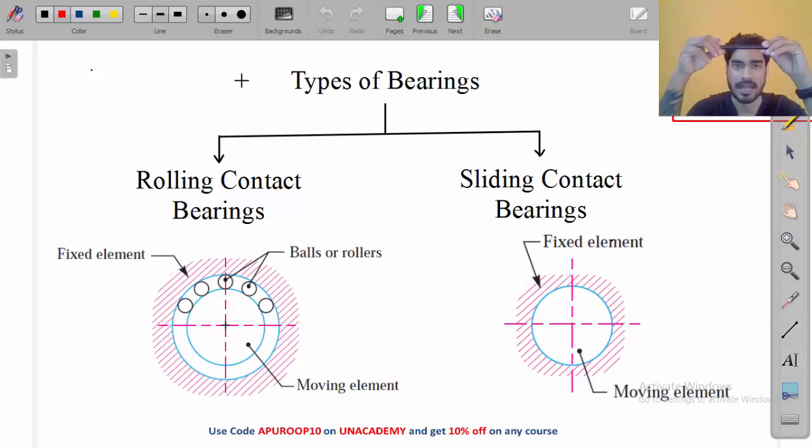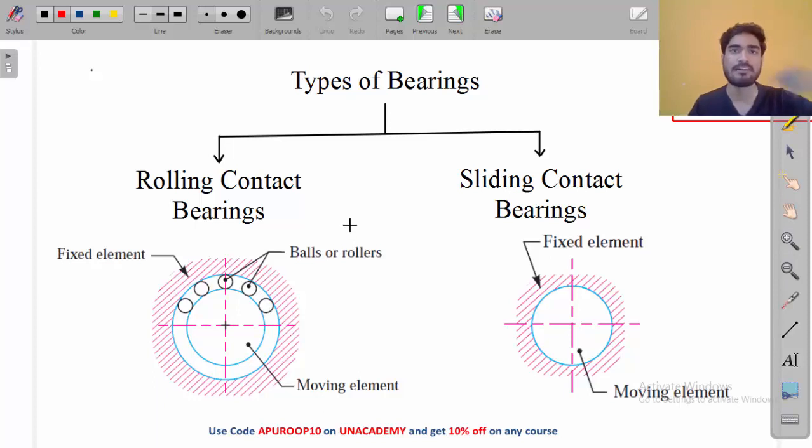Let's say this is the shaft. If it is moving like this, this is known as what? Rolling, my friend. And this is known as sliding. Do you see this, my friend? This is known as sliding and this is known as rolling. So do you understand this difference, my friend? Rolling and sliding.